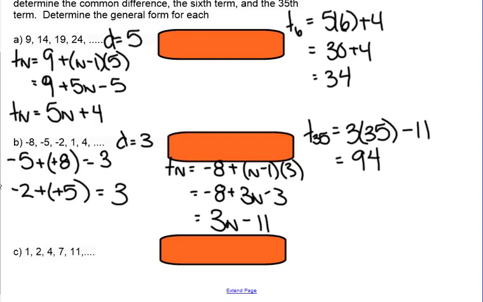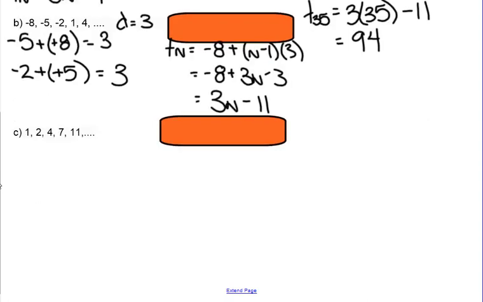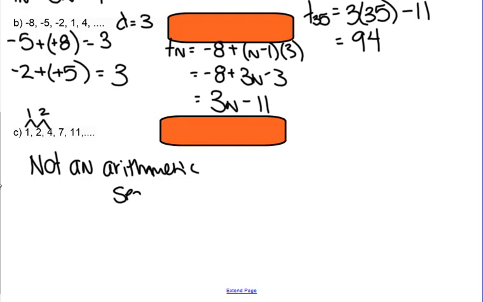And then for example C, again to check to see if we have a common difference, to go from 1 to 2, we would add 1, but to go from 2 to 4, we're going to add 2. So right off the bat, our increase is not equal. It's not the same. Therefore, this is not an arithmetic sequence.